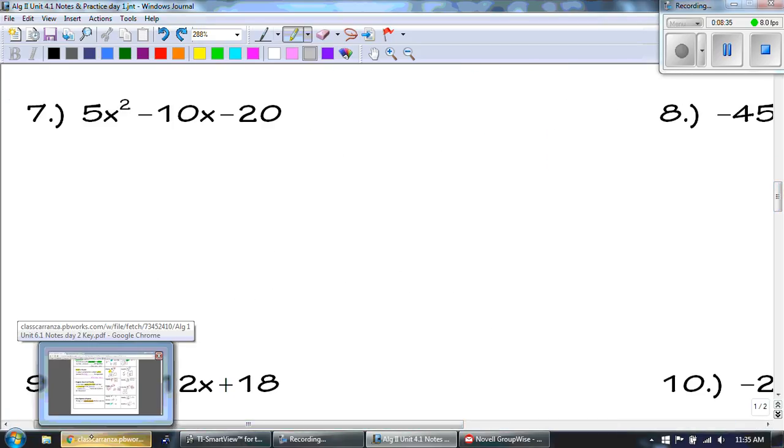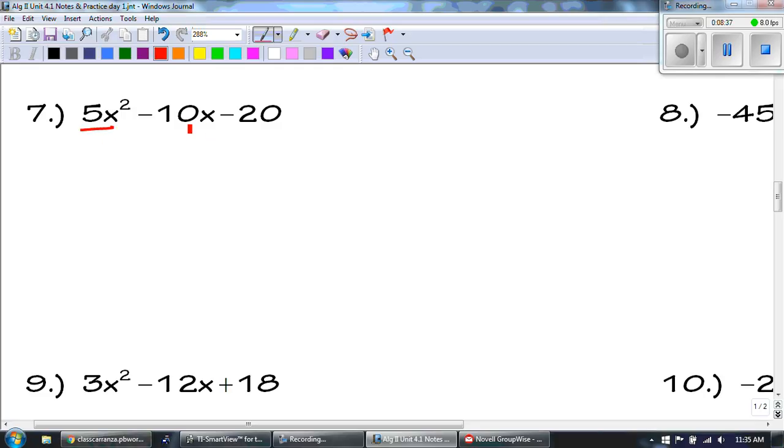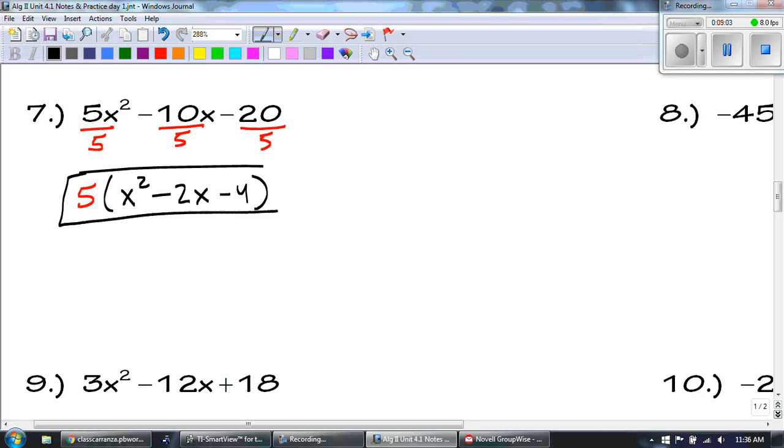All right, we're getting there. So what do 5x squared, negative 10x, and 20 all have in common? Yeah, it's a 5. The GCF goes out in front, and then we just divide. 5x squared divided by 5 is x squared. Negative 10x divided by 5 is a negative 2x. Negative 20 divided by 5 is negative 4. My GCF is not negative because my leading coefficient is not negative.